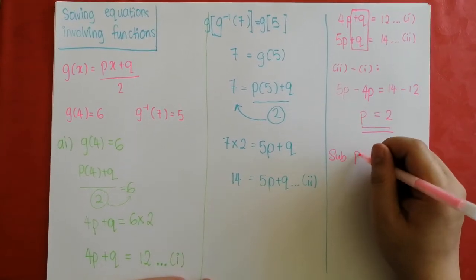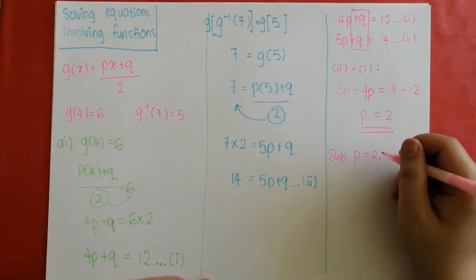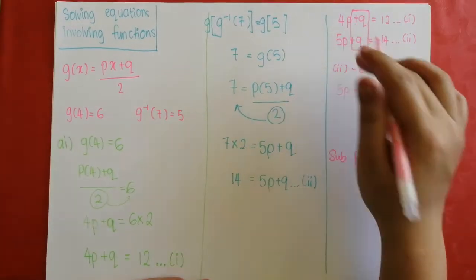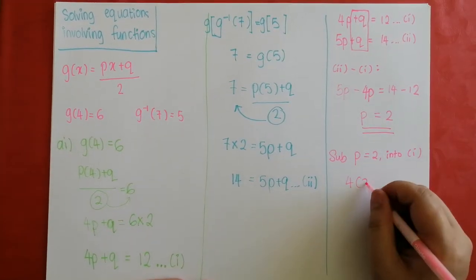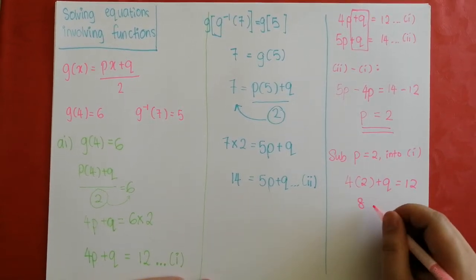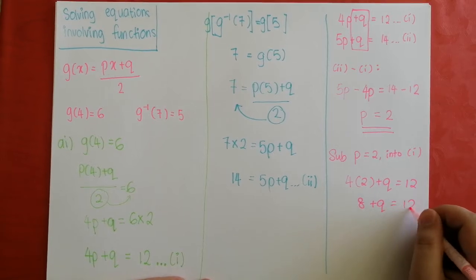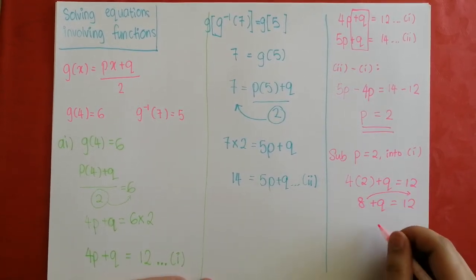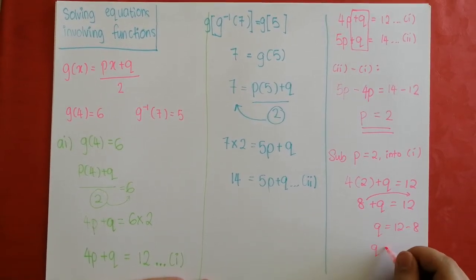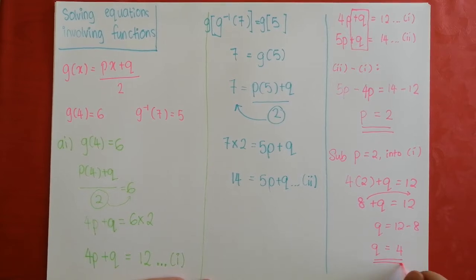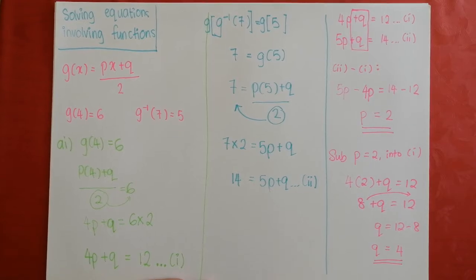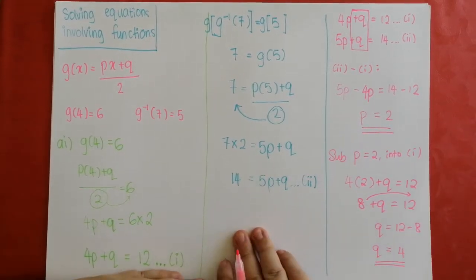Next, after you get p equals 2, we need to substitute that into equation number 1 to find our q value. So 4p plus q, with p equals 2, plus q equals 12. So 4 times 2 is 8, so 8 plus q equals 12. From there, bring 8 to the right, so q will be 12 minus 8. Therefore, q equals 4. So that will be for part A, part 1, finding the values of p and q.